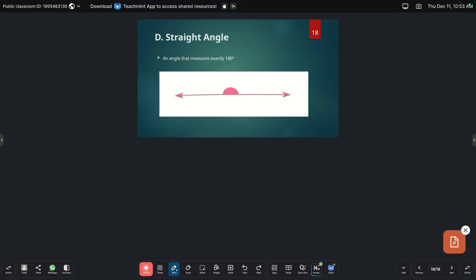One more angle is there, that is straight angle. Straight angle is the angle that measures exactly 180 degree. Neither less than 180 nor greater than 180. When an angle measures exactly 180, we say it's a straight angle. I'll give you an example.